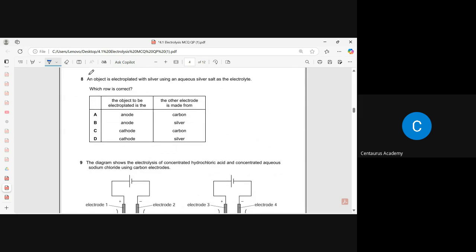Again, this is a question related to electroplating. An object is electroplated with silver using an aqueous silver salt as the electrolyte. Whenever we electroplate any object, the electrolyte always also has to be the aqueous solution of the same metal, right? So which row do you think is the correct one? Is it A, B, C, or D?